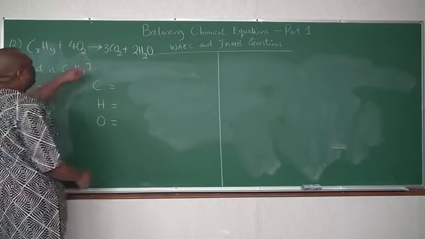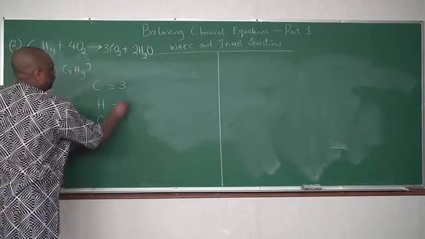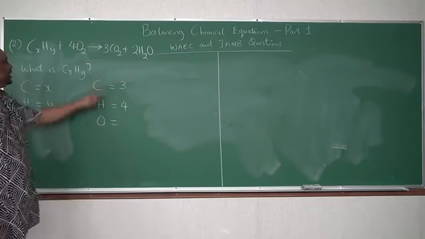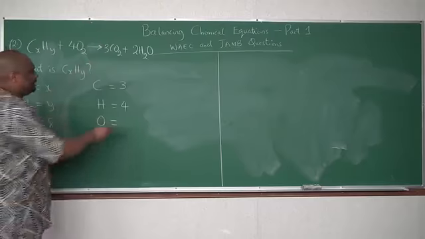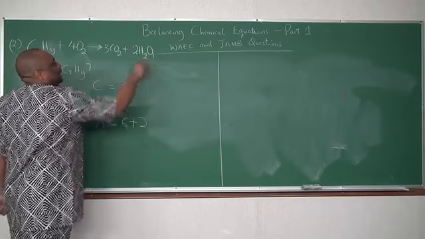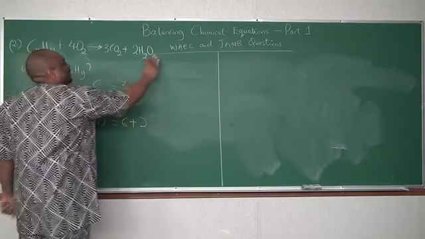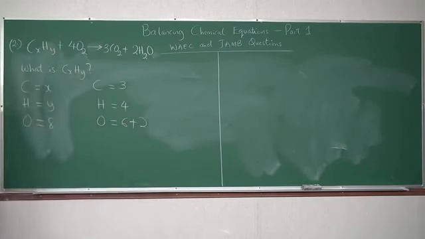Here carbon is 3. Hydrogen is 2 times 2, 4. And then oxygen is 2 times 3 is 6 plus 2 here, because this is like oxygen 1. If you want to put O1, that's fine, 1 times 2, 2. So oxygen is 6 plus 2, that gives us 8. As you can see, oxygen is balanced already, and our x is 3, and our y is 4.